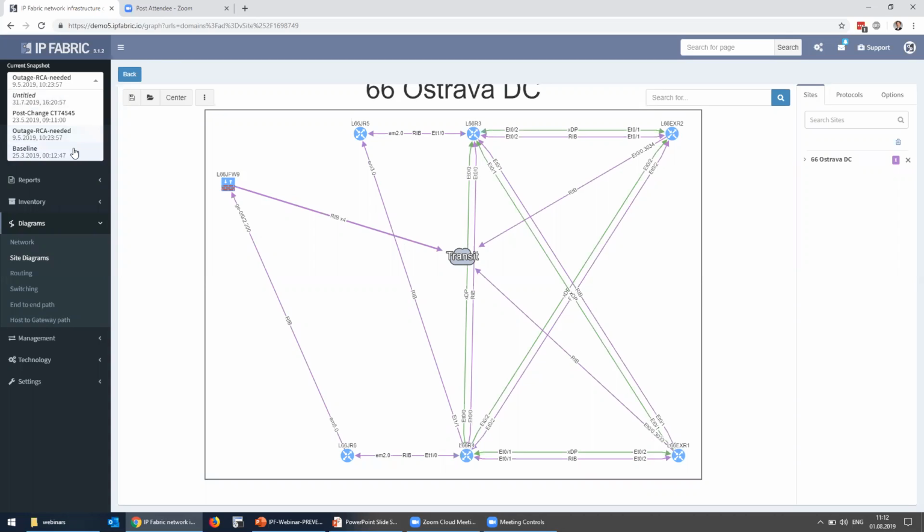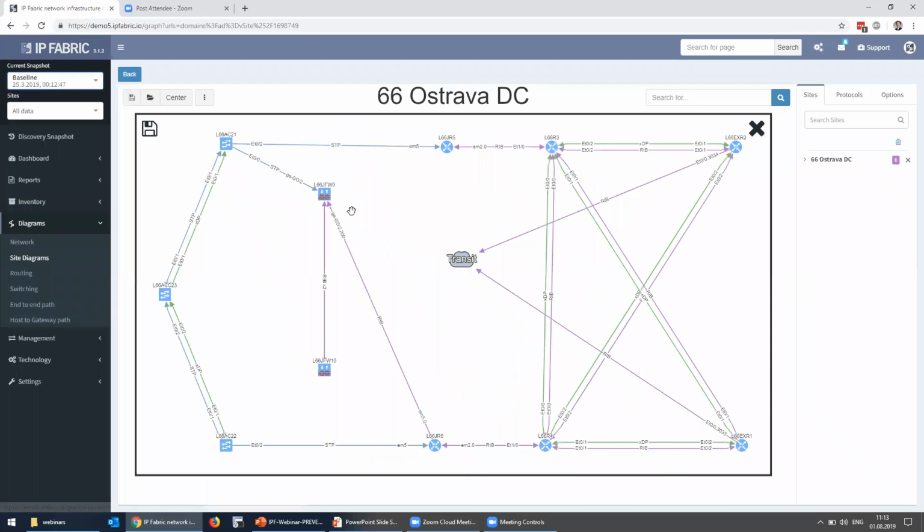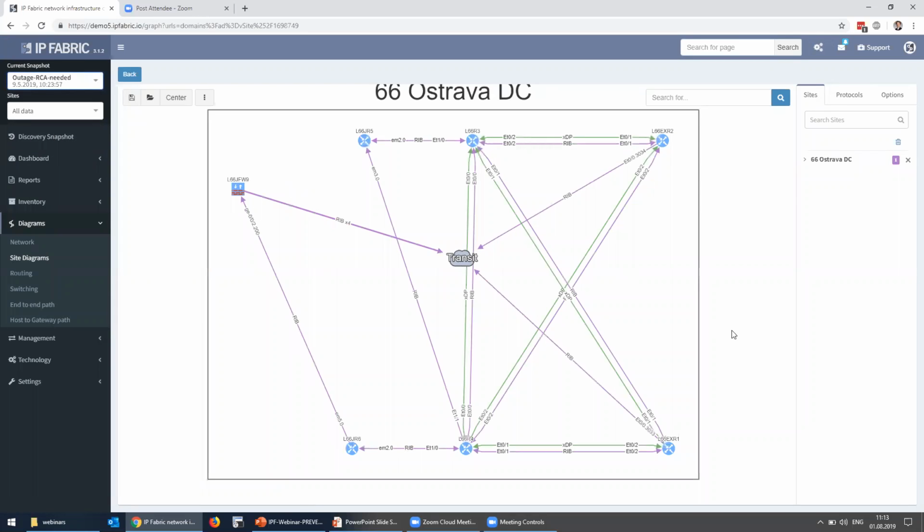Using the snapshot capability, we can start performing root cause analysis without the need to actually schedule a change window or simulate the outage in our real network, because we actually had an outage and we collected all of the state data in a snapshot. So we can use that snapshot information to look at how the site looks normally, and we can look at how the site looked during the outage.